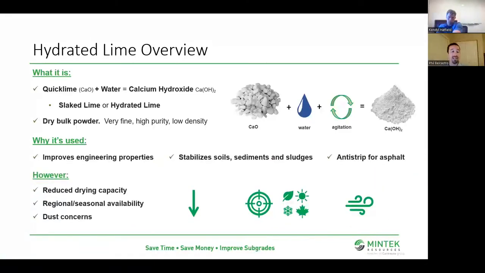However, it has a reduced drying capacity. Hydrated lime, like we said before, has already been hydrated. So not as much drying action. It's still a dry bulk powder, so you'll get some drying from it, but not nearly as much as the quicklime or Calciment LKD would.